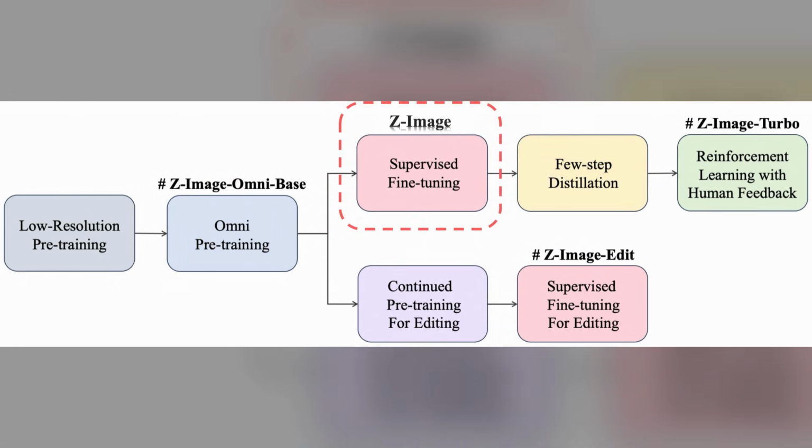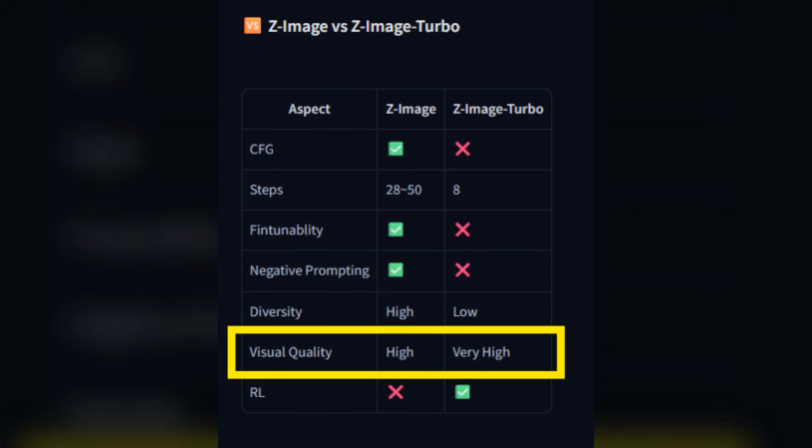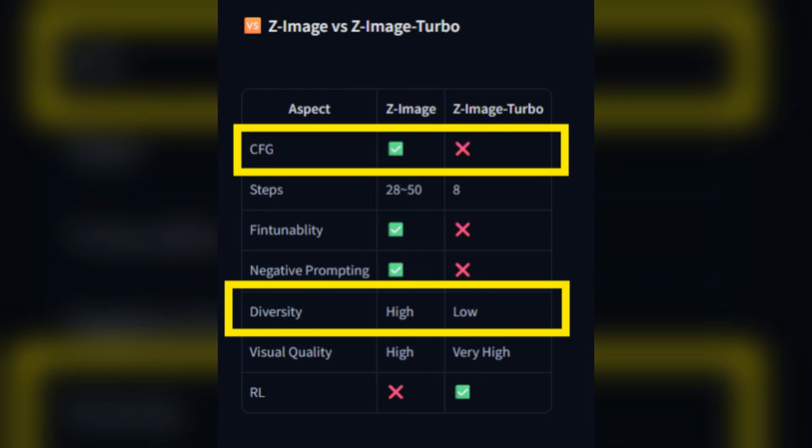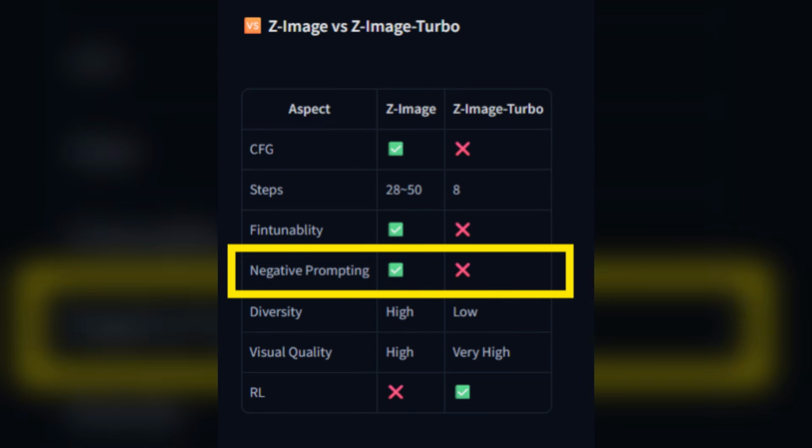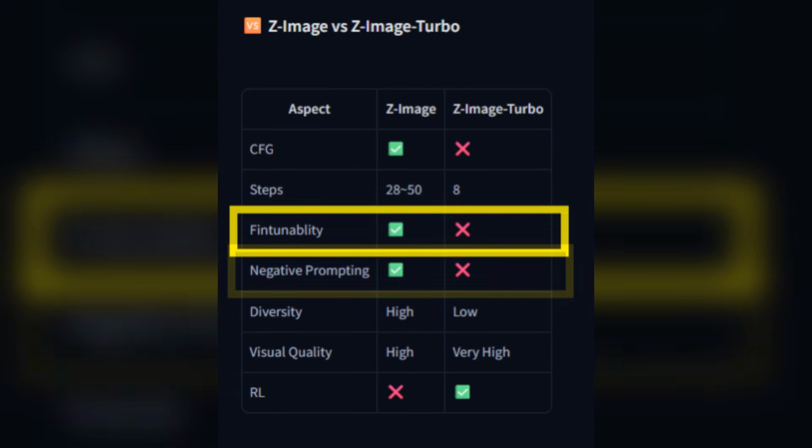The Turbo was made from ZImage base with reinforced learning, so Turbo is more visually attractive than ZImage base. However, the base model is more flexible and diverse, allowing different CFG values. You can also use negative prompts, and the model is easier to train for fine-tunes than LoRAs.